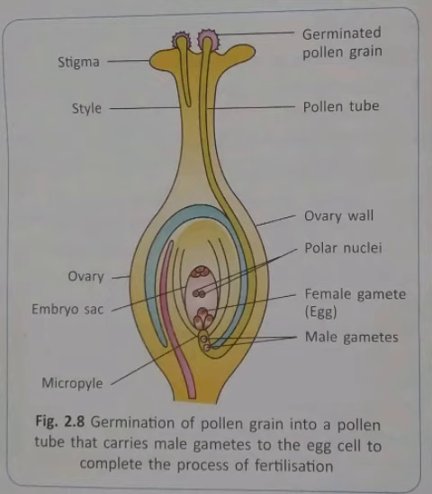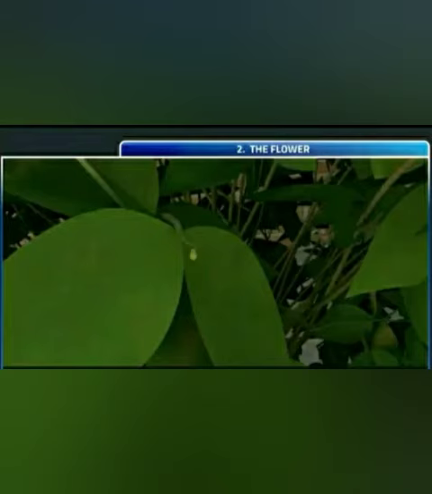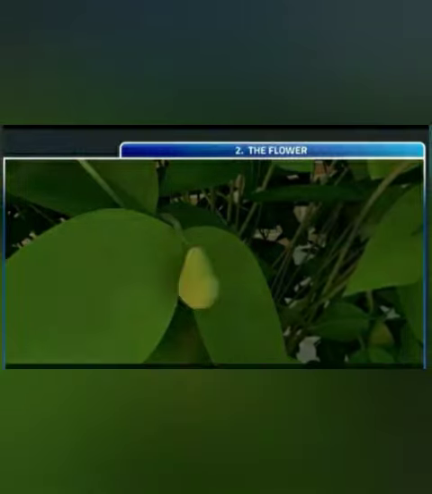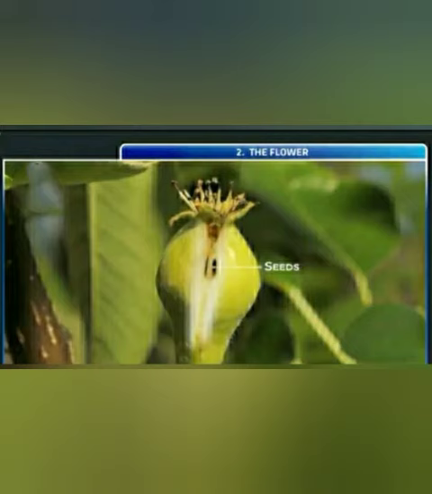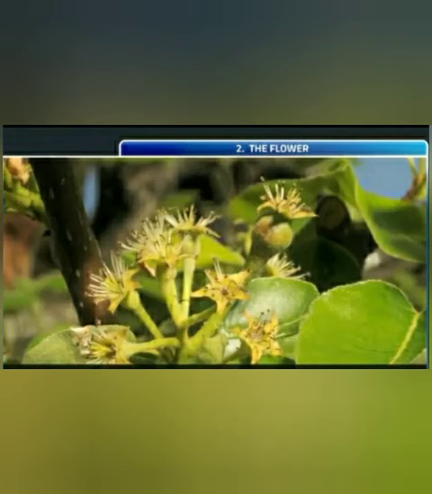After fertilization, a new cell is formed, known as the zygote. After the formation of the zygote, only the ovary and the ovule present inside the ovary persist. The ovary enlarges to form the fruit. Ovules present in the ovary change into seeds. The sepals, petals, stamens, style and stigma dry up and fall off from the thalamus.